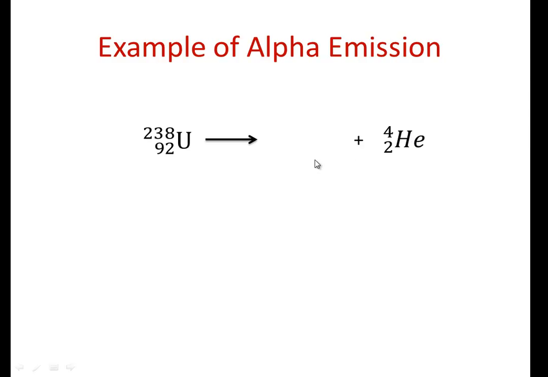Okay, so in order to identify the element, you know that you're going to have to subtract 2 from the atomic number. So it's going to go to an atomic number of 90. And all you have to do is look on your periodic table and locate the element with atomic number 90, which is thorium, right? So there we go. And then you take 4, subtract that from 238, and you've got 234. So when uranium undergoes radioactive decay via alpha emission, it converts from uranium into thorium.